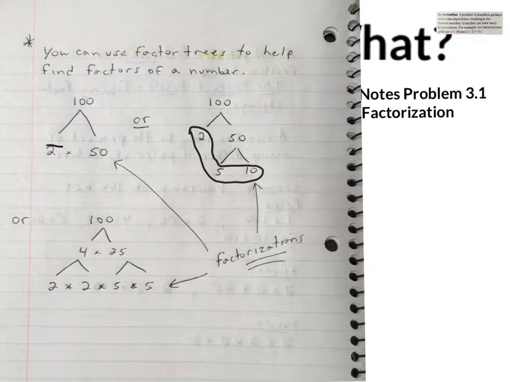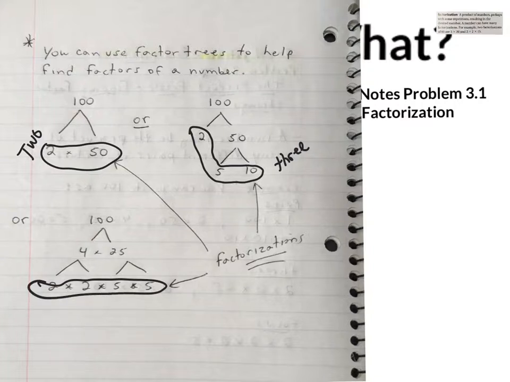So this one was 2 times 50. That's a pair because there's 2. This one is 2 times 5 times 10. This is a string of 3 numbers. And then this is the coolest one of all. 100, break it down. 4 times 25, we can break the 4 into 2 times 2, and the 25 into 5 times 5. So then we're left with this long string of 2 times 2 times 5 times 5. And that is called a factor string.